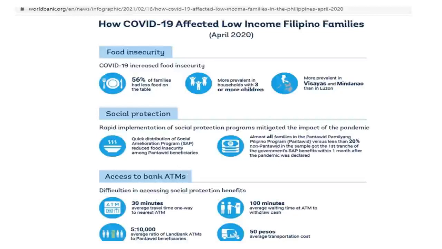Second, almost all families in the 4Ps versus less than 20% non-Pantawid in the sample got the first tranche of the government's SAP benefits within 1 month after the pandemic was declared. So that was in March last year. So these are examples of inferential statistics.